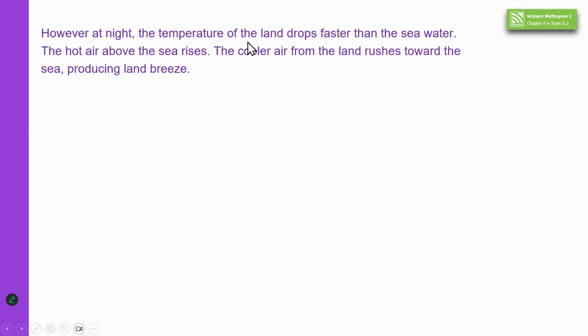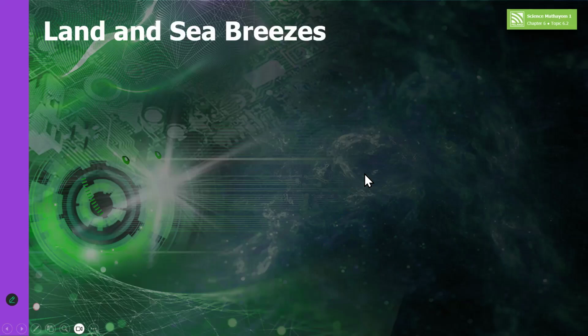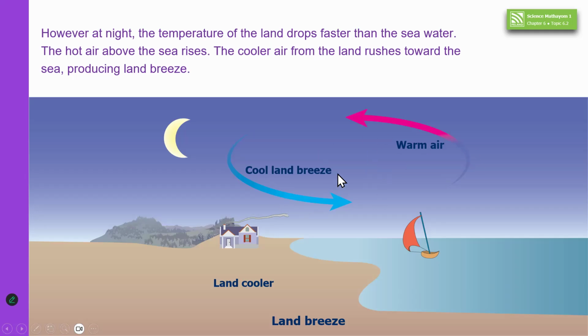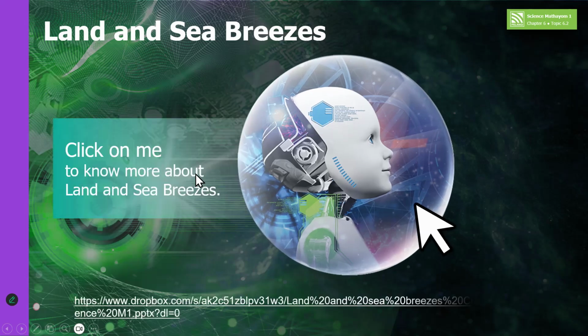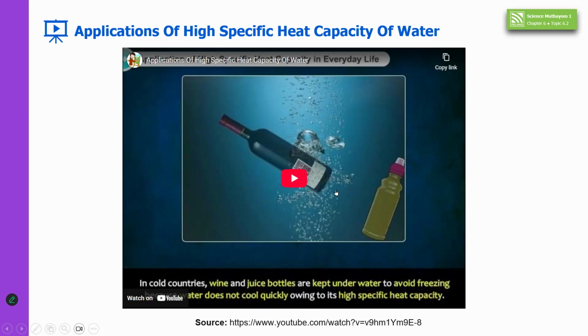Now, as we understand this one, we become better. However, at night, the temperature of the land drops faster than the sea water. The hot air above the sea rises. The cooler air from the land rushes toward the sea, producing land breeze. You understand why you have a land breeze? Is because of different temperature between the land and the sea. Now, land and sea breezes. You can click more on here, which we do not need this time. So let's watch this applications of high specific heat capacity of water.